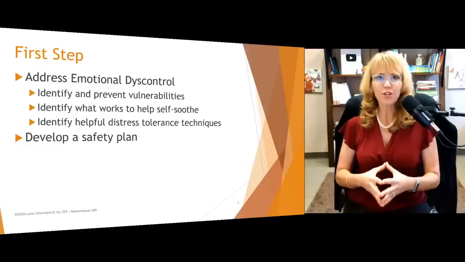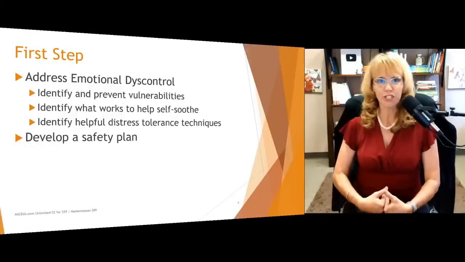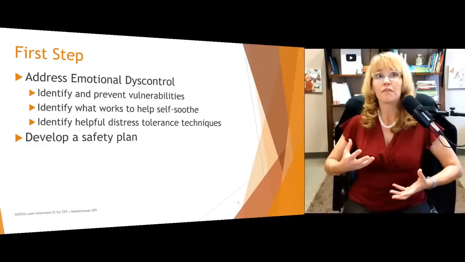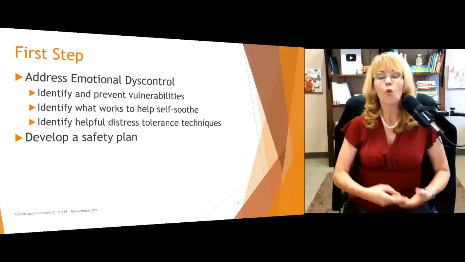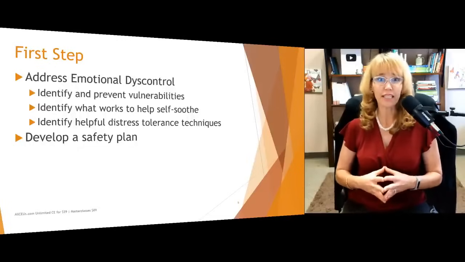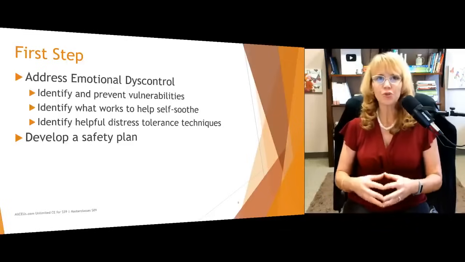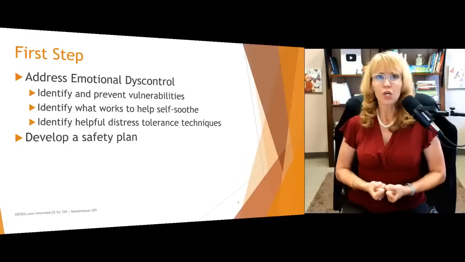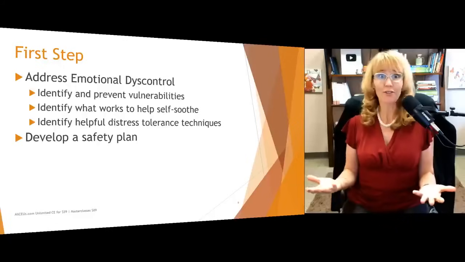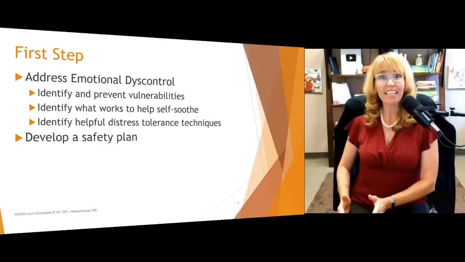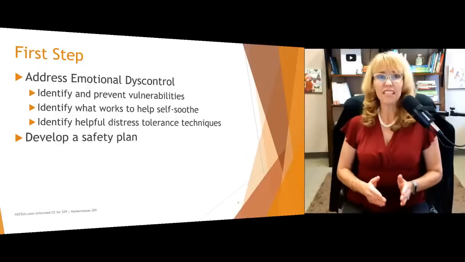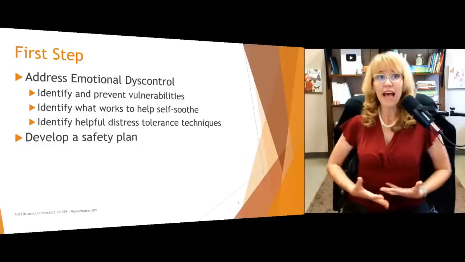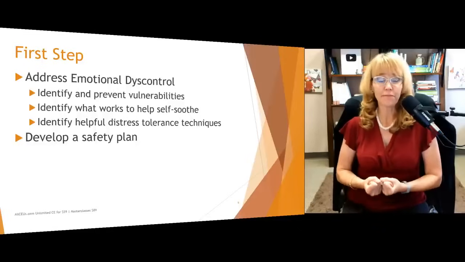Identify what works to help self-soothe. What works for that person to help them trigger their relaxation response, to help them trigger that vagus nerve and help them get into their wise mind. What are their helpful distress tolerance techniques? What is it that they can do? What techniques can they use in order to help them feel empowered to sit with the distress, to tolerate it? I can feel anxious and not be overcome by it. I can feel angry and not have to act on it. I can tolerate this anger without feeling like I have to act impulsively.